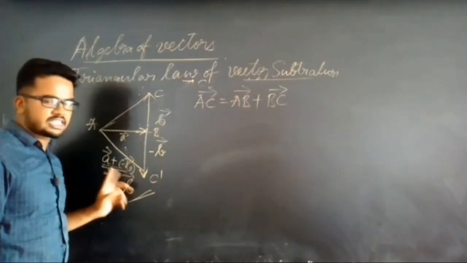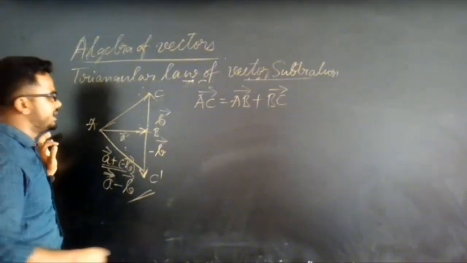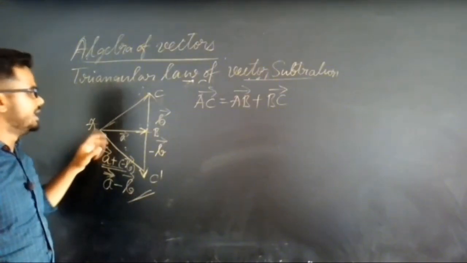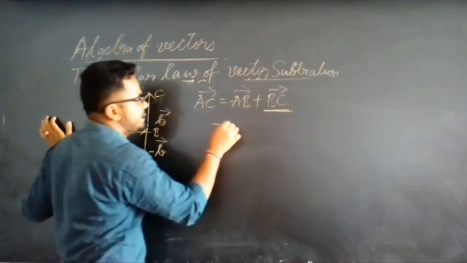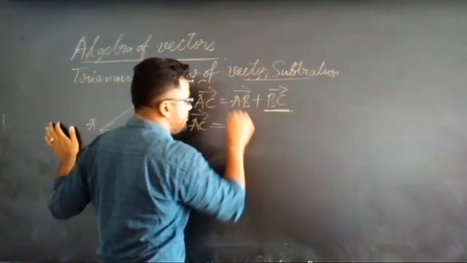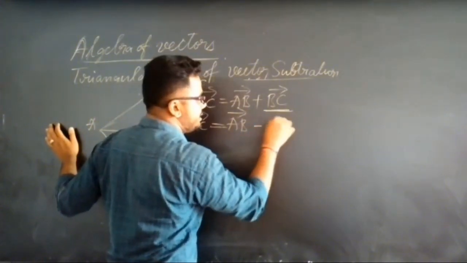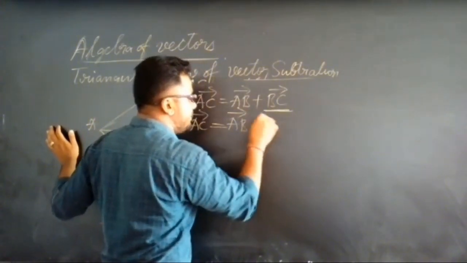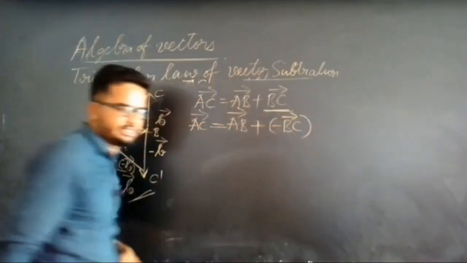But in this figure, this is in negative direction, will you agree? We are considering this triangle. But here we know that BC is in negative direction. So let me consider AC is equal to AB minus BC. Otherwise you can write plus only, BC is in negative direction.